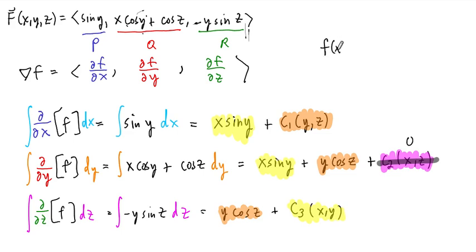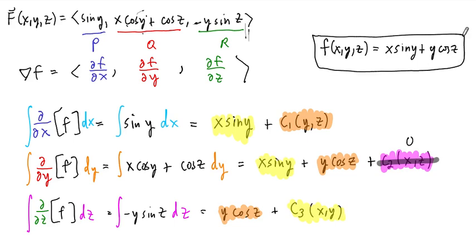This conclusion is then that for our potential function for this vector field, we just need all the yellow, all the orange, and we've zeroed out the pink. So what's left here? Our potential function is x times sine of y plus y times cosine of z. That's a potential function for the vector field that we were given right here actually. We copied it over. So that's our potential function.